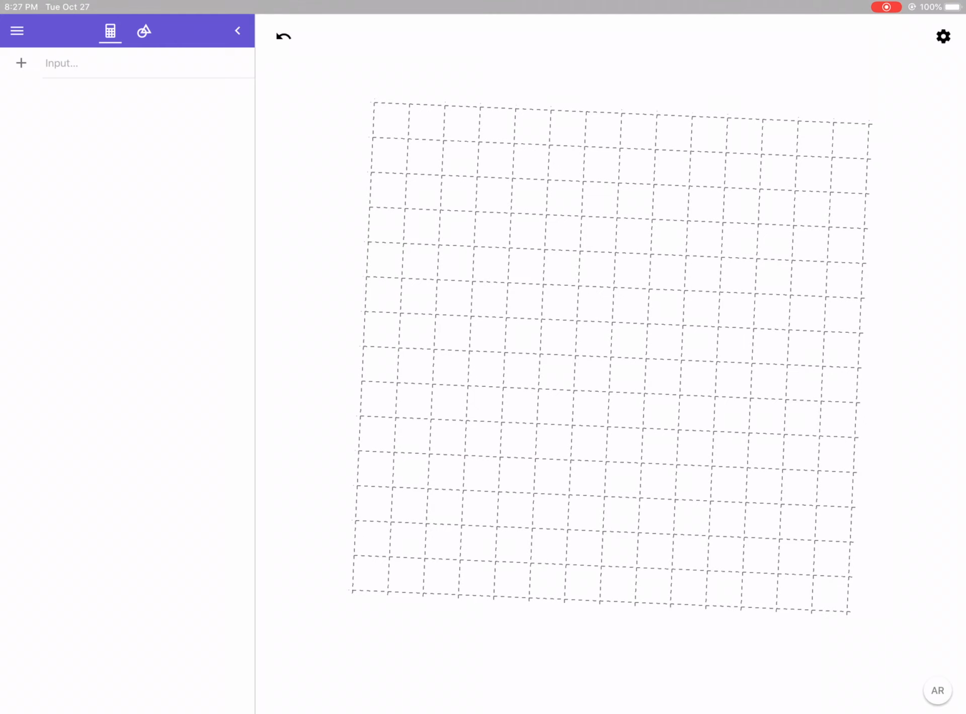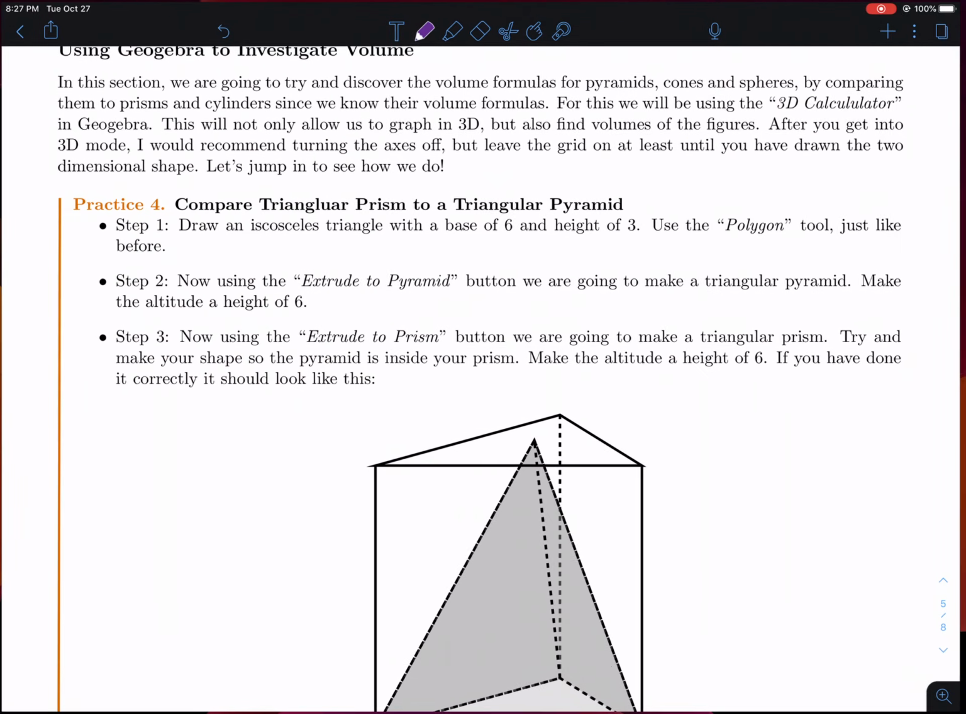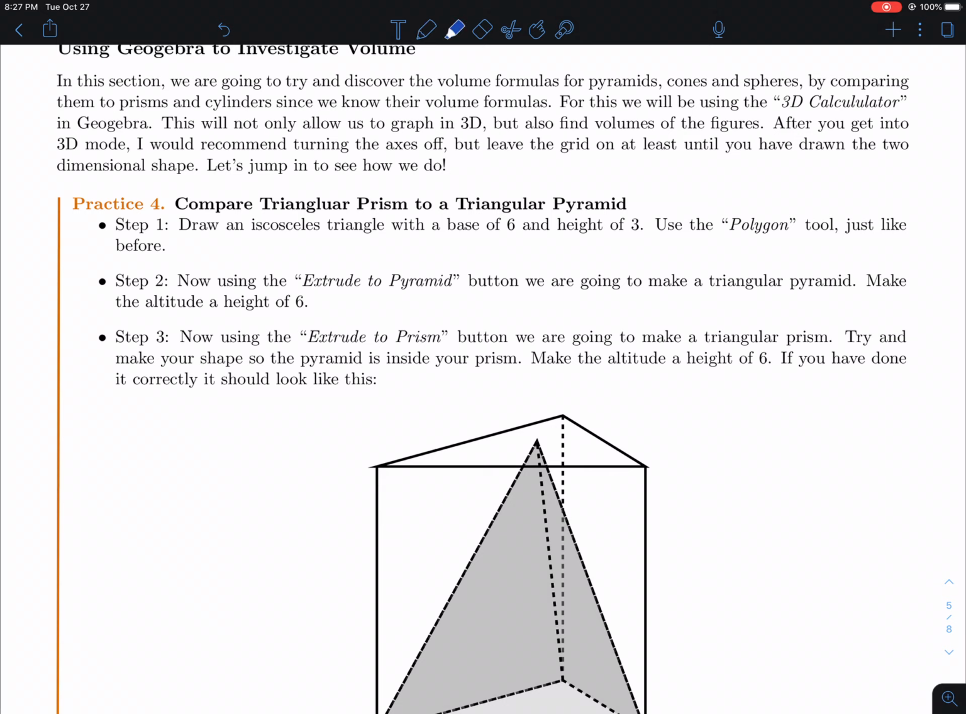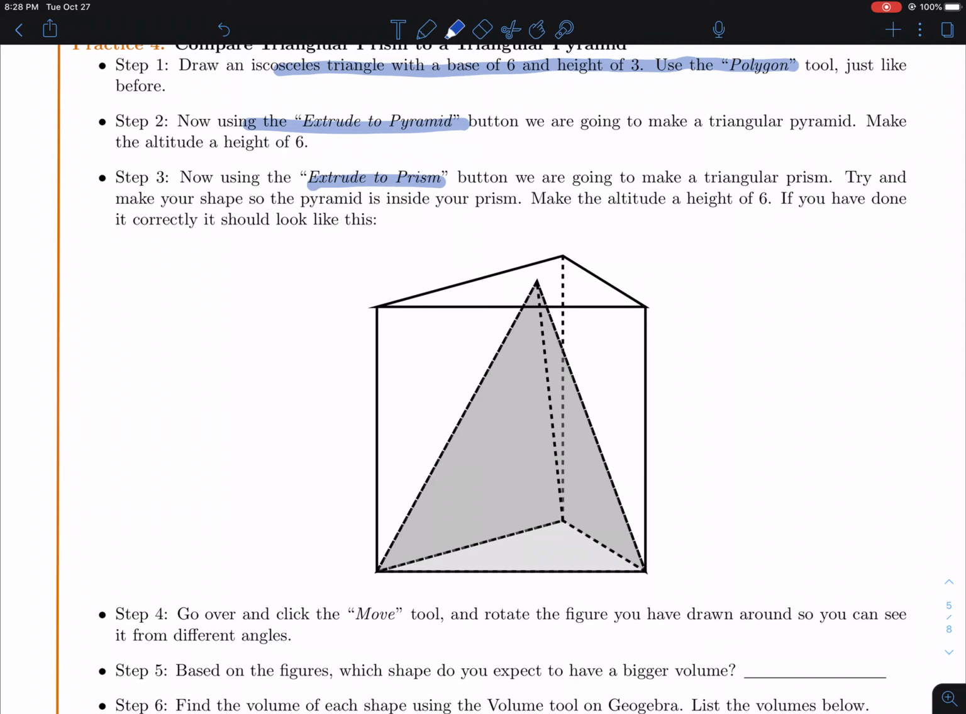Now let's look at what we were supposed to do, and at some of the commands we're going to use today. The first thing we're going to do is draw a regular old isosceles triangle with a base of 6 and a height of 3 using the polygon tool, just like we would have done in two-dimensional space. For step 2, we're going to use the command extrude to pyramid, which turns this triangle into a pyramid. Then we'll use the command extrude to prism, which turns it into a triangular prism. If you're lucky, your picture should look something like that.